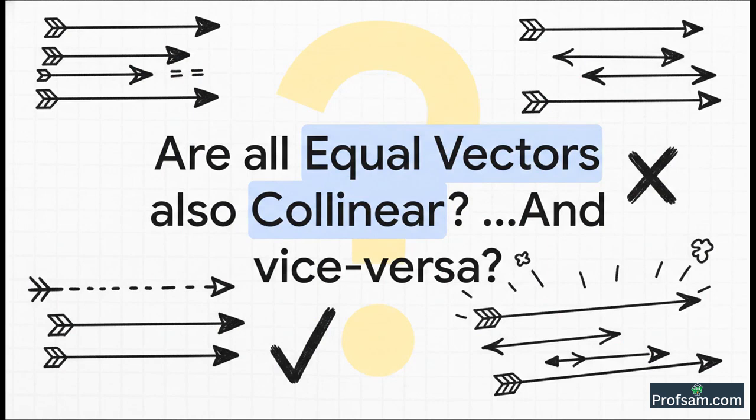This leads to a really important question. Are all equal vectors also collinear? Well, yes, of course. If they have the same direction, they have to be parallel. But are all collinear vectors equal? Definitely not. As we just saw, collinear vectors can have different lengths or even opposite directions. So remember this, equal vectors are just a special, very strict type of collinear vector.